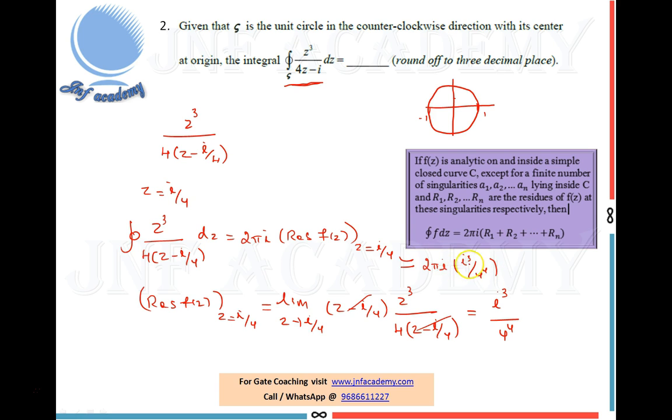i³ times i is i⁴, and i⁴ value is 1. So 2π/4⁴ value is 0.024555, etc. So finally I got the value 0.025, rounded off to 3 decimal places. So 0.025. This is the final answer.